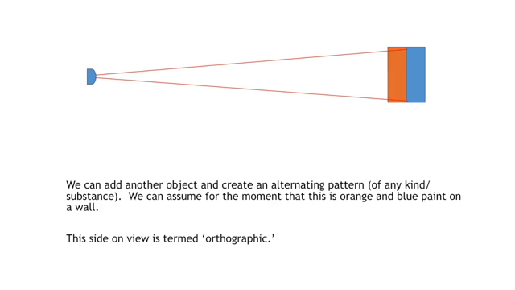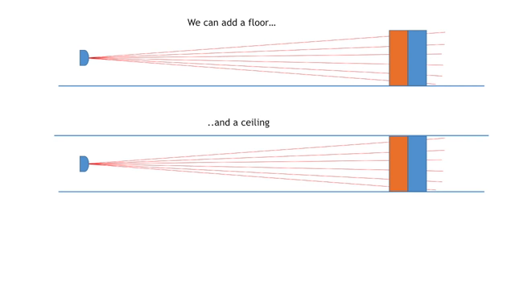We can add another object and create an alternating pattern of any kind or substance. We can assume for the moment that this is orange and blue paint on a wall. This side-on view is termed orthographic. We can add a floor and a ceiling.